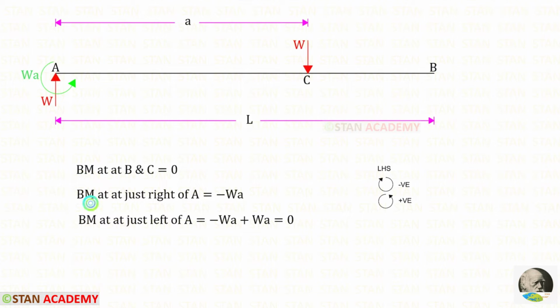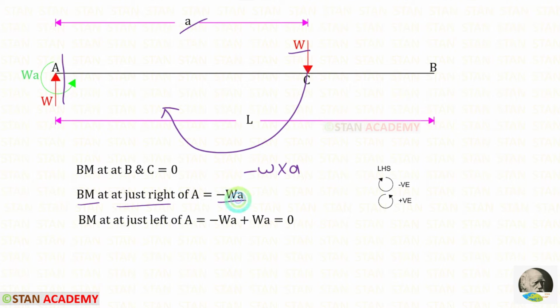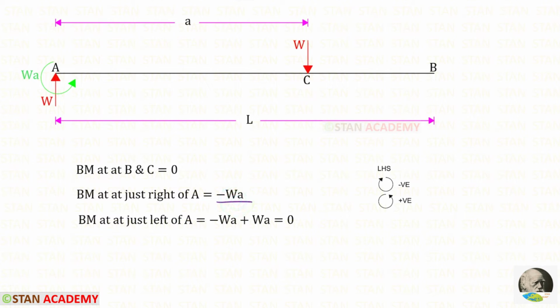Let us find the moment at just right of A. We have only this point load. It is acting in the clockwise direction so that it will be negative and the distance is A. Minus W into A, it will be minus WA. Let us find the moment at just left of A. In addition to this, we have the moment WA. It is acting in the anti-clockwise direction, so it will be positive. When we add these two, we will get 0.